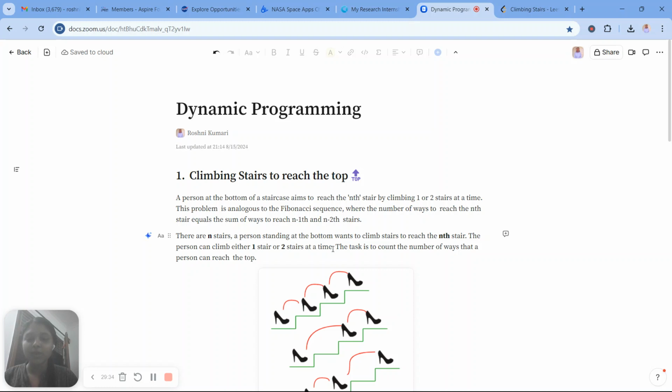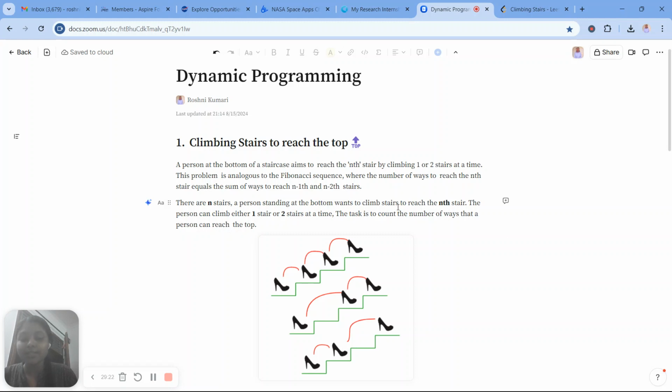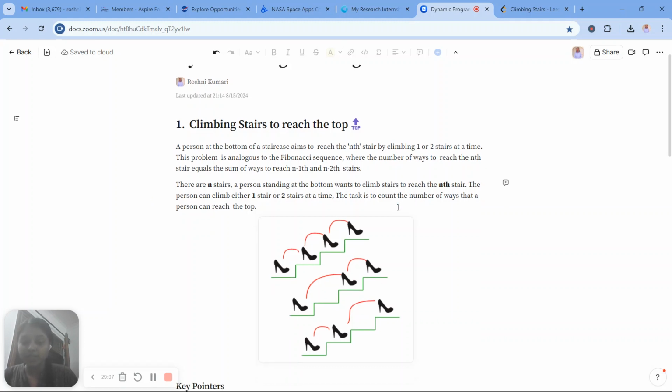Let's first understand the question. Climbing stairs: a person at the bottom of the staircase wants to reach the nth stair. The person can climb either one or two stairs at a time. The task is to count the number of ways that the person can reach the top. That is what we have to find out.